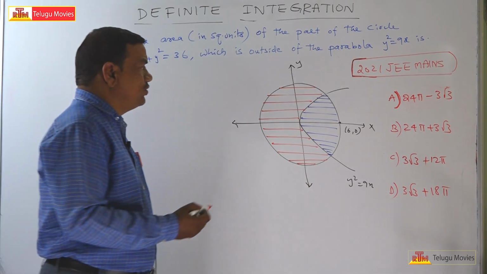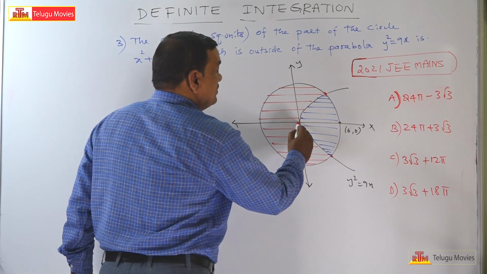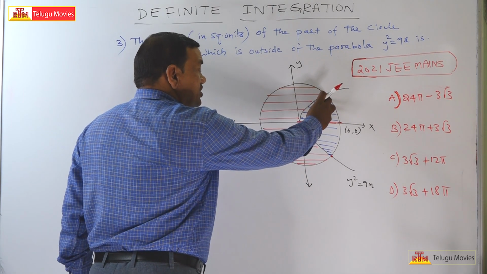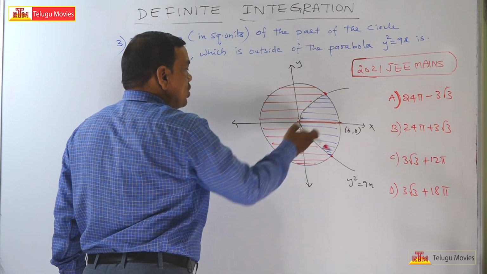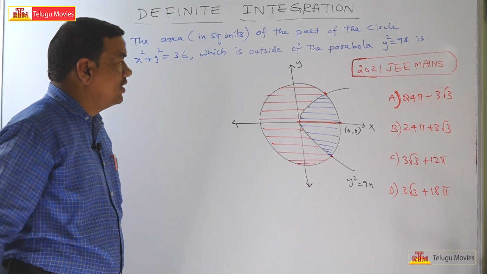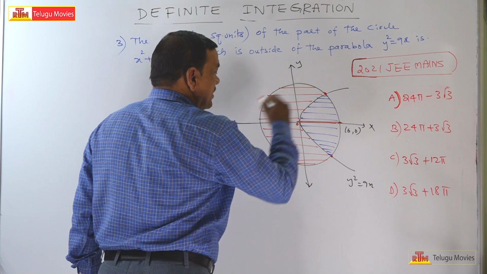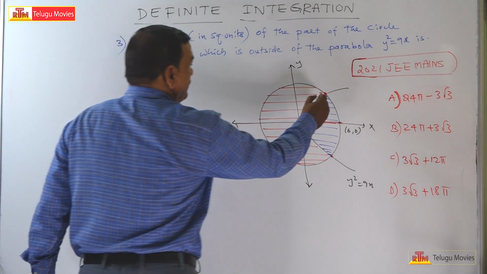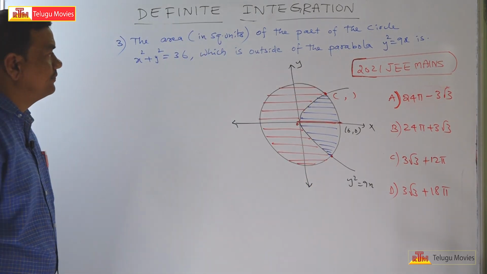Very easy. To find that, the first thing is, this is a symmetric graph: the top of the x-axis and the bottom of the x-axis are both the same. So if I take 2 times the area from 0 to here, I will get the total area. Then what is the point of intersection of this parabola and circle?